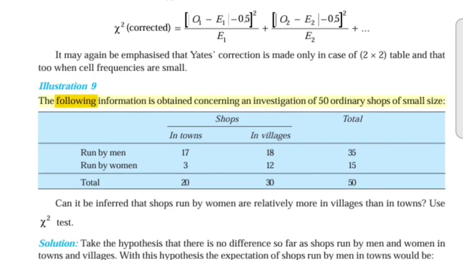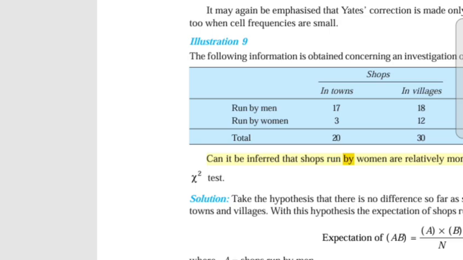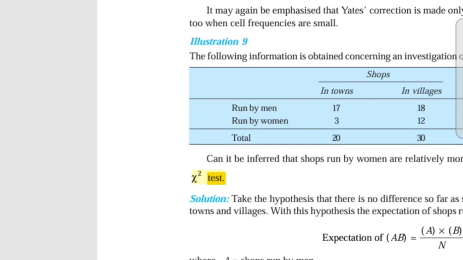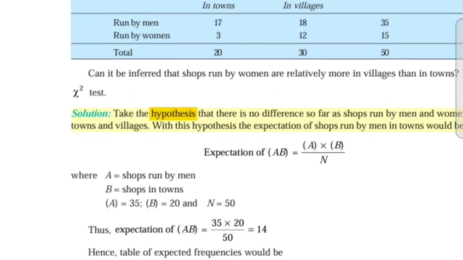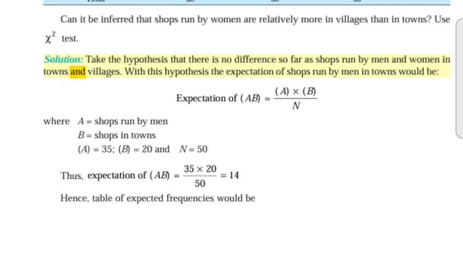Illustration 9. The following information is obtained concerning an investigation of 50 ordinary shops of small size. Shops in towns: run by men 17, run by women 3, total 20. Shops in villages: run by men 18, run by women 12, total 30. Totals: men 35, women 15, total 50. Can it be inferred that shops run by women are relatively more in villages than in towns? Use chi-square test. Solution. Take the hypothesis that there is no difference so far as shops run by men and women in towns and villages.